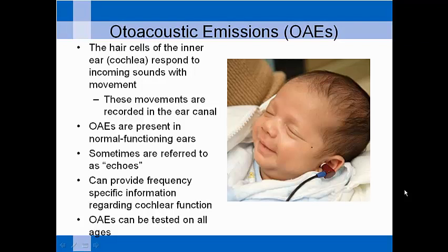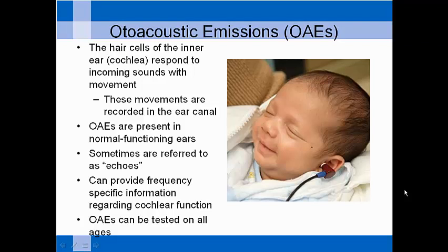So as you can see with this little guy here, there is a little earplug that's put into the ear canal, and these movements are recorded because the inner ear makes these little echoes. It's what they're also known as. These OAEs will be present in ears that have normal hearing and will be absent or may not be completely normal in ears that have hearing loss or other issues like auditory neuropathy, for example.